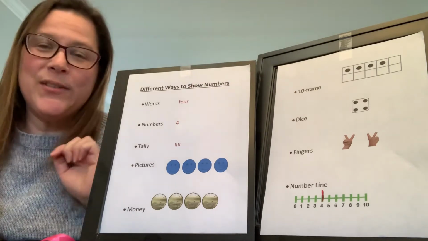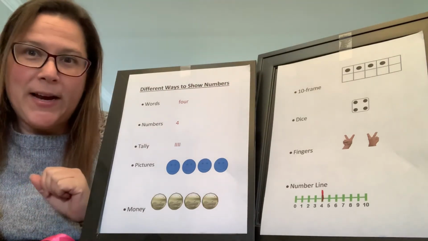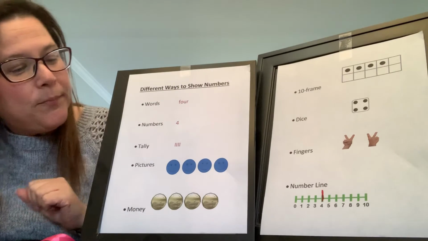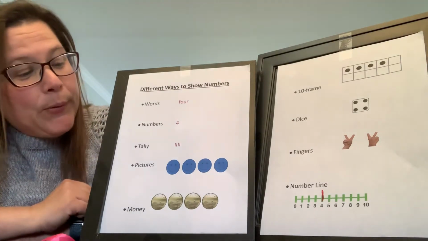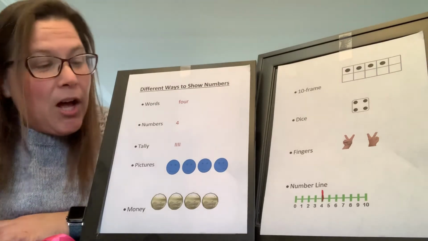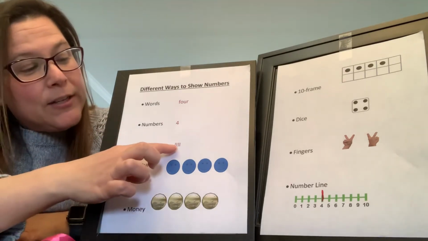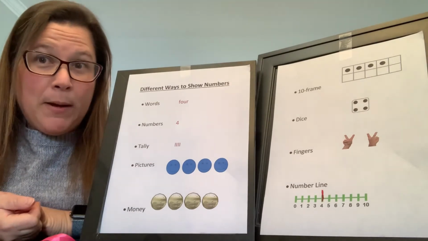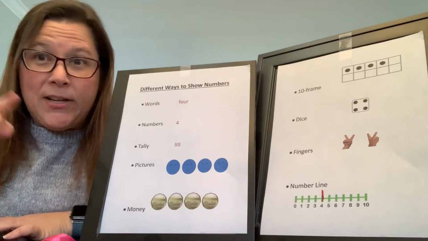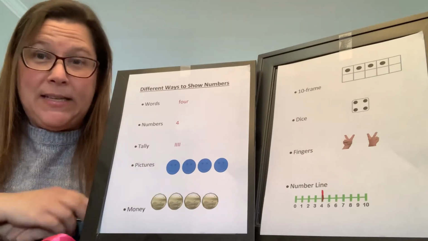The second one is using the actual numeral or number. So writing the number 4. Another way is using tallies. So tallies is using lines. We have 1, 2, 3, 4 lines. Once you reach 5, remember, you put the 5th line on a diagonal, and that means 5.